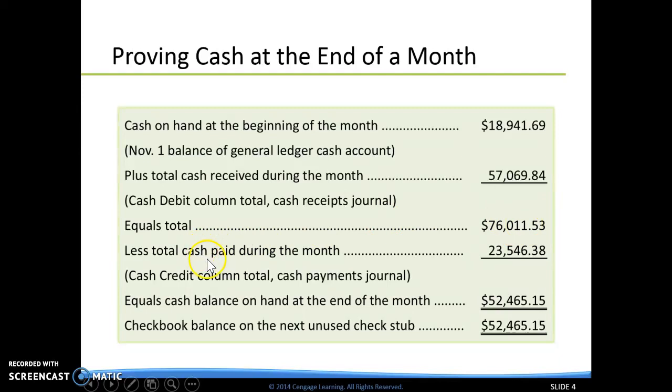Next, we're going to look at our cash that we paid during the month. So for this case, we're going to look at our cash payments journal, and we're going to look at our cash credit column total, because when we pay cash, we credit cash. So the total amount of cash that was credited, we're going to put that number here. And then we're subtracting these two to get our total here. Then to make sure that we are correct, we're going to check our number that we have, and we're going to make sure that it equals the number that we have in our checkbook balance. And so they have checkbook balance on next unused check stub. These two are equal, so that tells us that we should be correct.